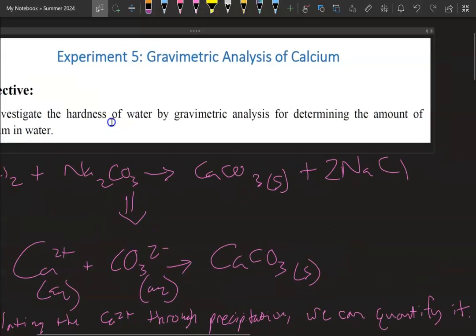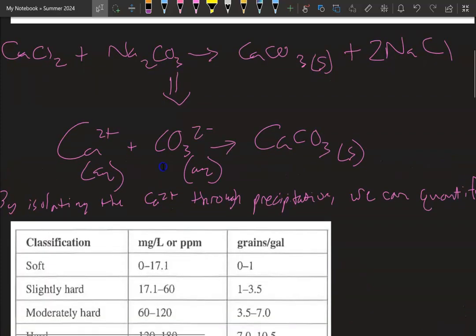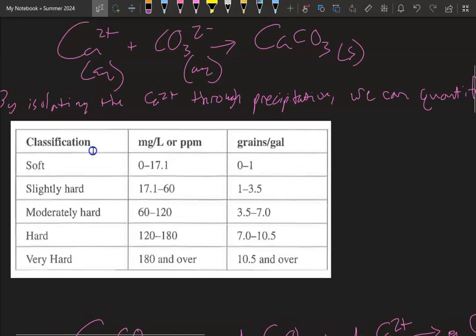So, this is the lecture for your lab tomorrow, and it's pertaining to the gravimetric analysis of hard water. So first of all, let's talk about what hard water is. Now, there's a table in your lab handout that references how you classify hard water, and so hard water is just where you have various minerals dissolved into it. The more minerals you have, the harder that water is going to be.